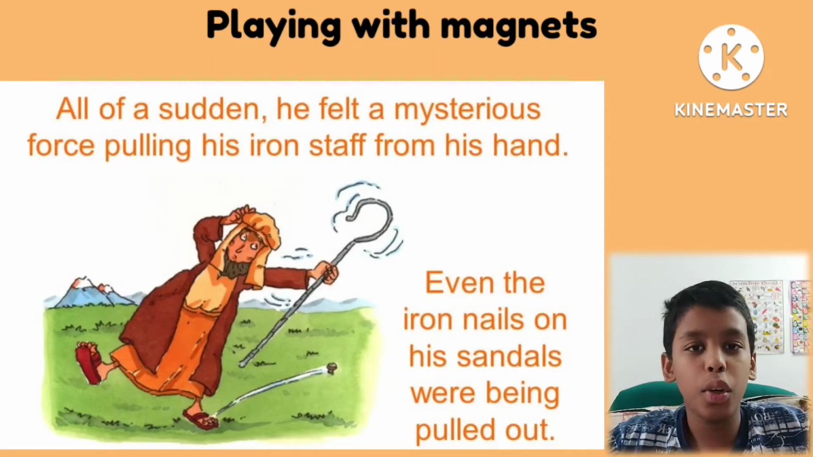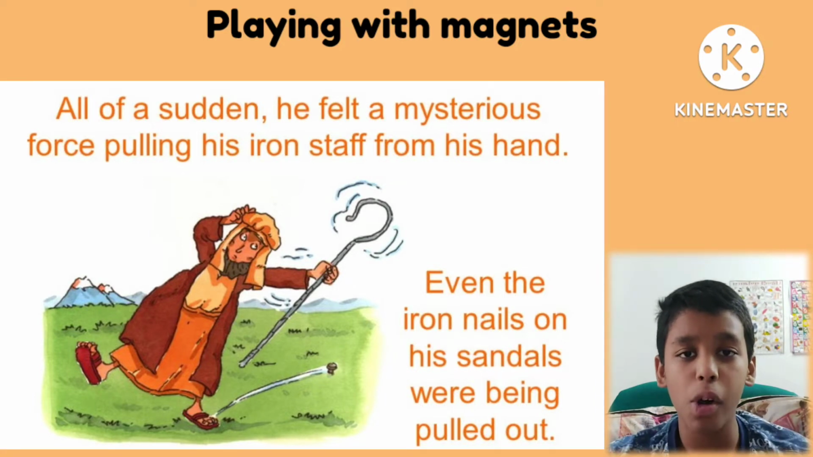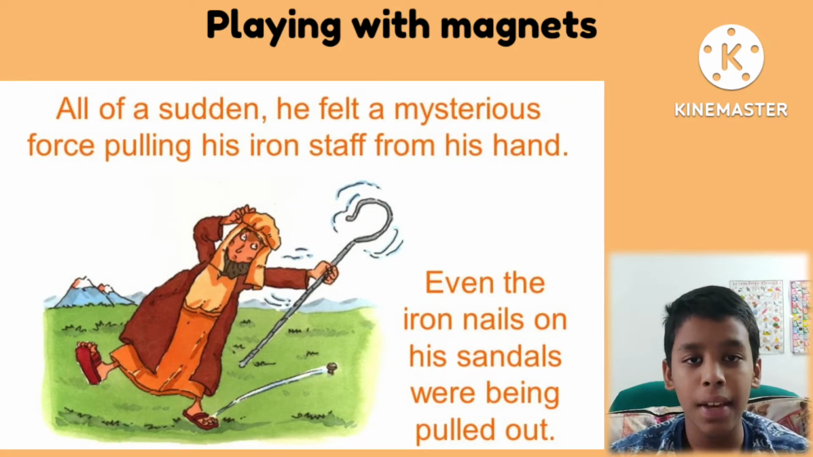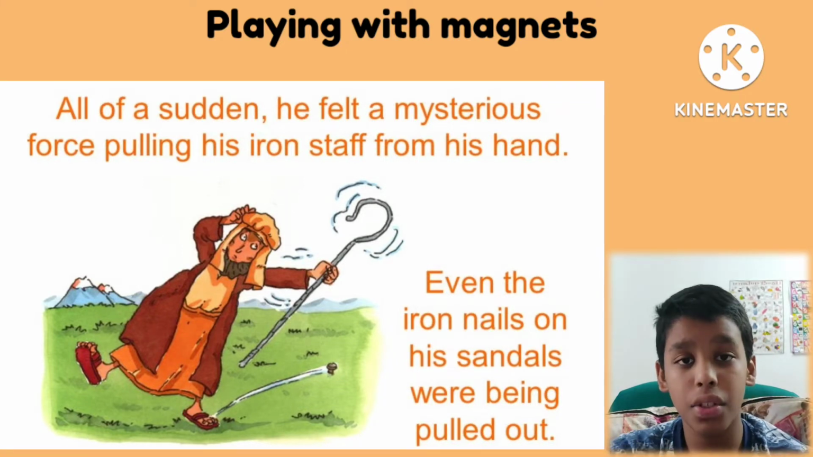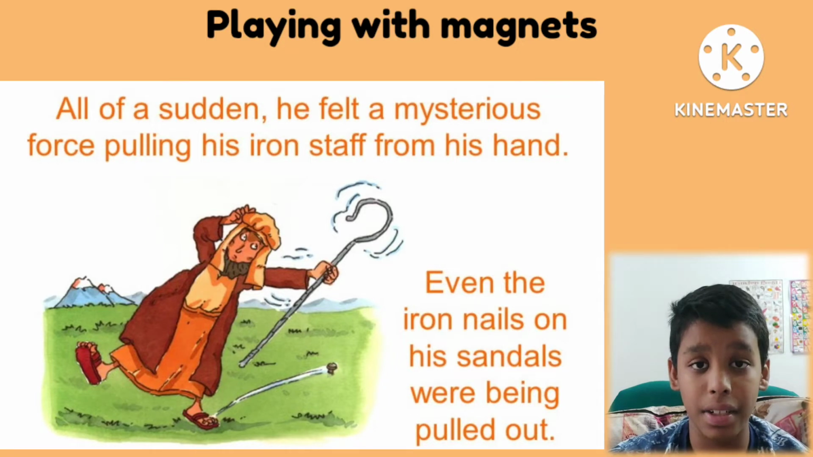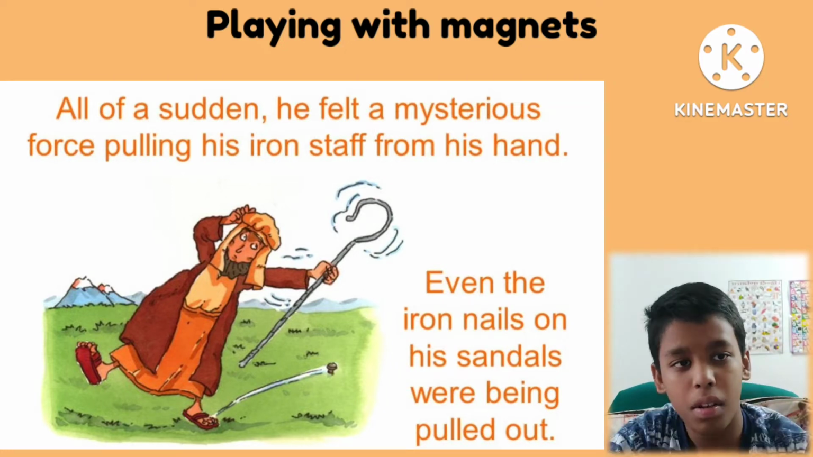So, 2,500 years before, one guy named Magnus, he was a shepherd and he had a little iron thing at the bottom of his stick. One day he was sitting near a pond and he was keeping that iron thing to some stones. Magically, he saw that the stones were attracting it. That was lodestone. It is a naturally occurring magnet that is made naturally from the earth.